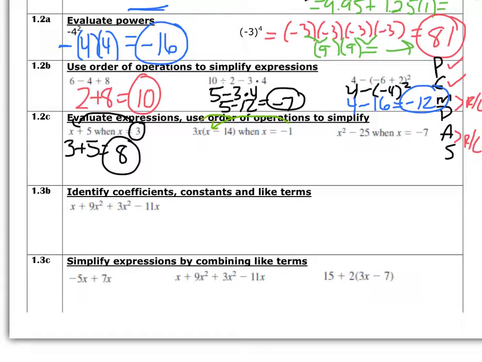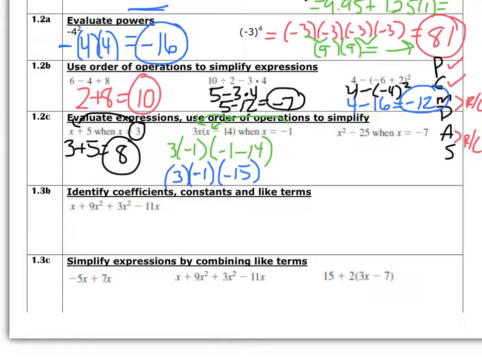Be careful, there's 2 places. So it's 3 times -1. And then in other parentheses, it's going to be a -1 minus the 14. This one's a little bit trickier. We do want to do these parentheses first. -1 minus 14 is -15. Is that value. And the -1 and the 3 are all still here.